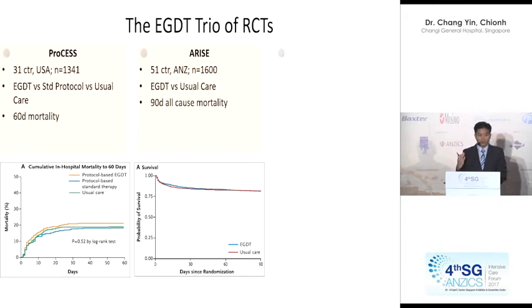It became more complex when we actually had more information. It started with the publication of a multi-center trial done in the US, where they compared early goal-directed therapy versus their own standardized protocol versus physician-led usual care. When they looked at 60-day mortality, there were no differences. And then came the ARISE study, conducted in Australia and New Zealand, 51 centers, 1,600 patients. Again, there were no differences comparing early goal-directed therapy, following the protocol strictly, versus usual care, in 90-day all-cause mortality.